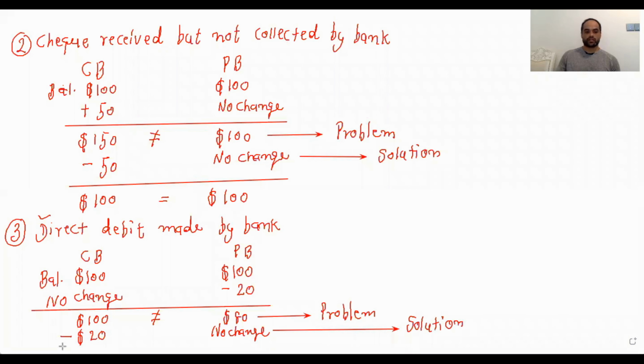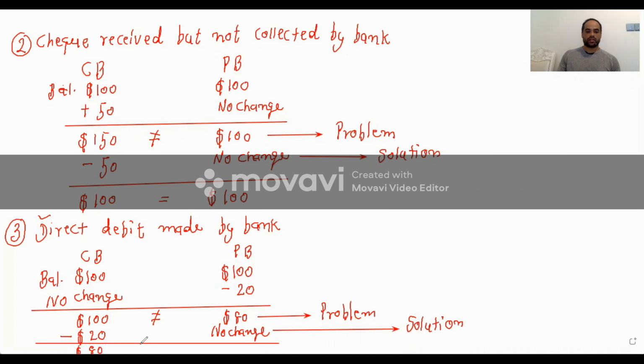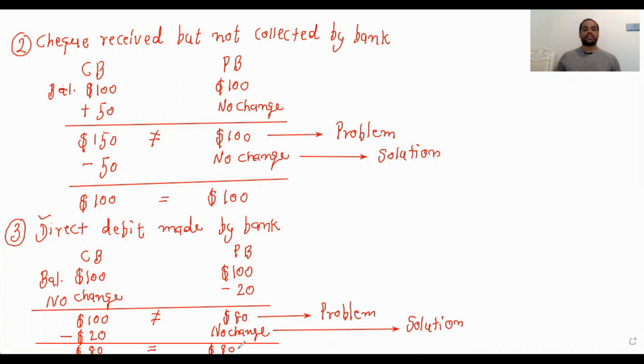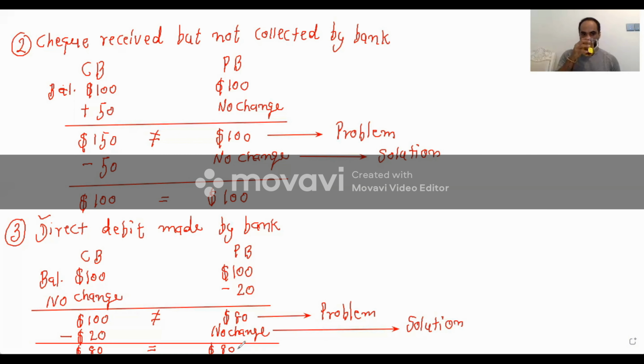So as a result, the balance of cash book, which is 80, is now equal to the balance of your passbook, that is 80. So now your balance is equal. This is your number 3, which is direct debit made by bank. Is that okay, number 3?